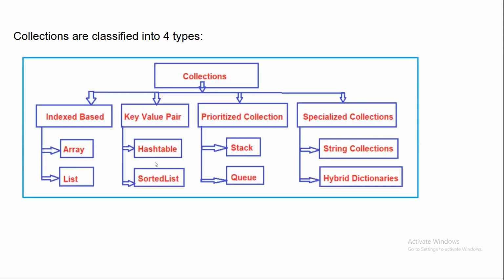To have hash table and sorted list. And prioritized, there is nothing called the index or key. It is based on last in first out or first in first out. Okay, and these are all specialized collections. I mean, mostly, no need to worry about this. Mostly we need to focus on this thing.